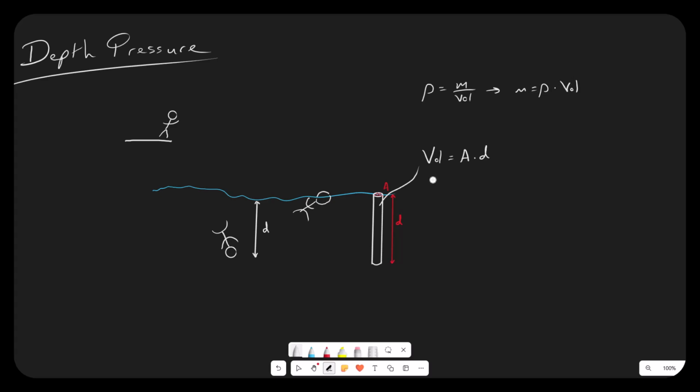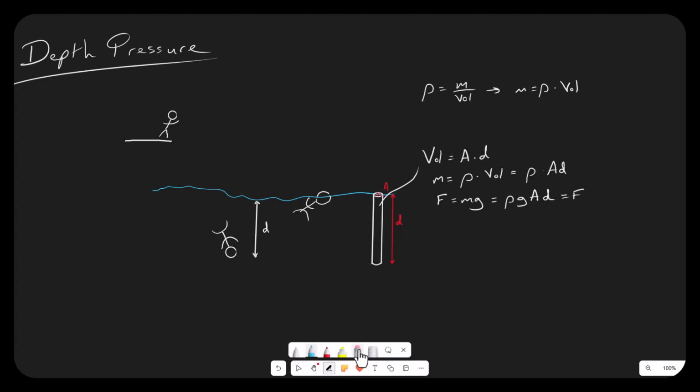So the mass of this thing is going to be density times volume, equals density times area times depth. That's mass. We are ultimately trying to get to pressure, and pressure deals with force. So let's think about the weight of this column. The force exerted by the column is just mass times gravity. So now we are at rho g area d. That's the force. But the pressure, that's a force over an area.